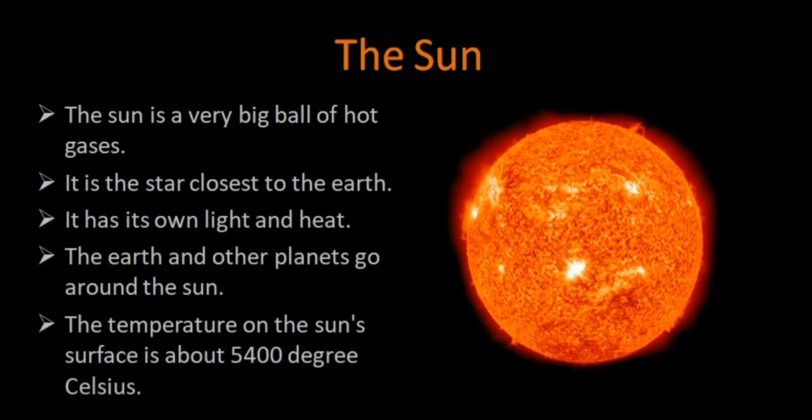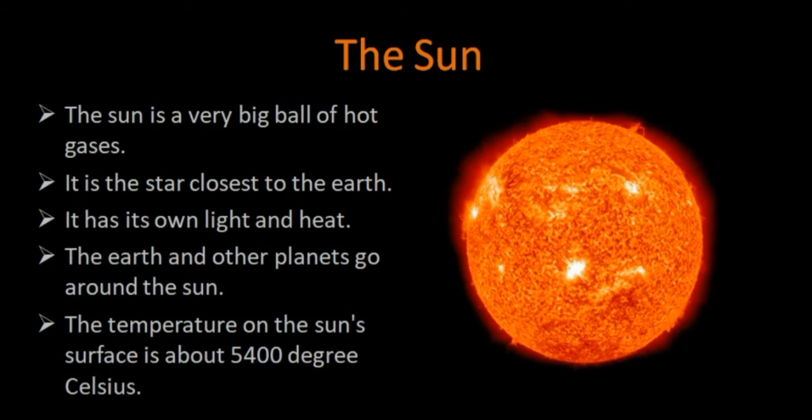It has its own light and heat, and the earth and other planets go around the sun and they get some of the sun's heat and light. And the temperature on sun's surface is very high. It is about 5400 degree Celsius.